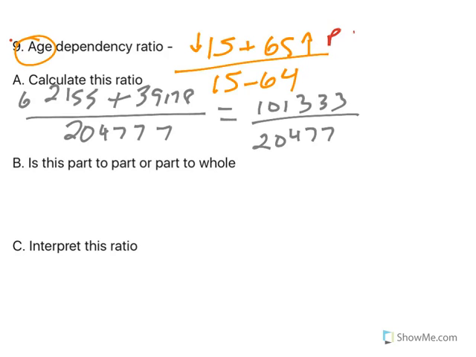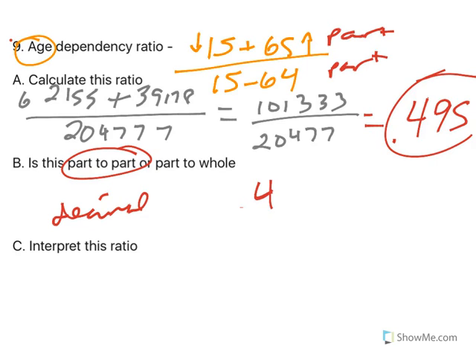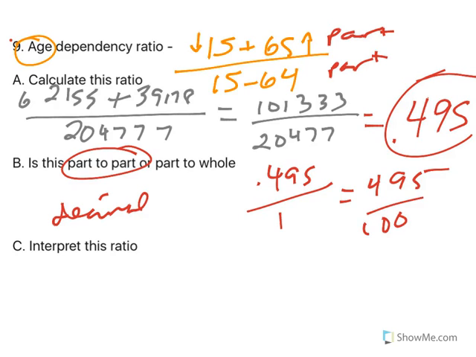These are two parts, but that is still part. The workers are part. This is a part to part. We have a decimal answer here. So I end up with 0.495. So I can make 0.49... gosh darn it, I messed that up there, didn't I? So 0.495 over 1, or I could make 495 out of 1,000. Or you can even round that to 0.5.